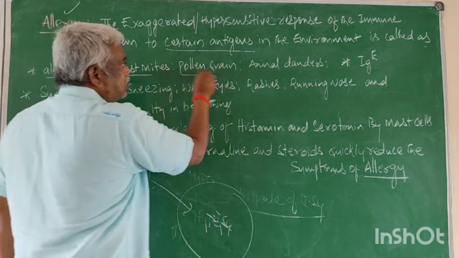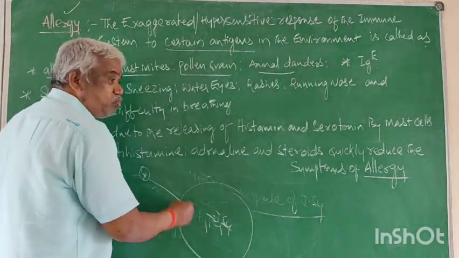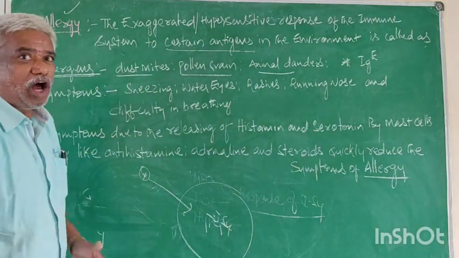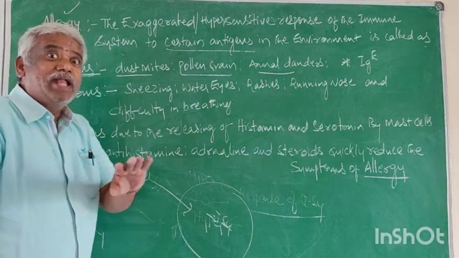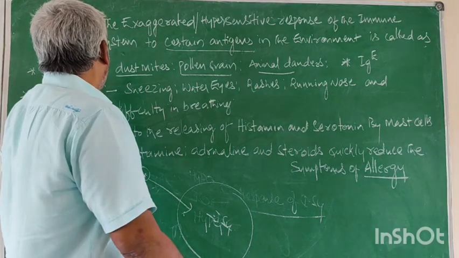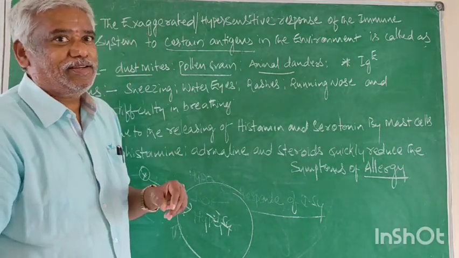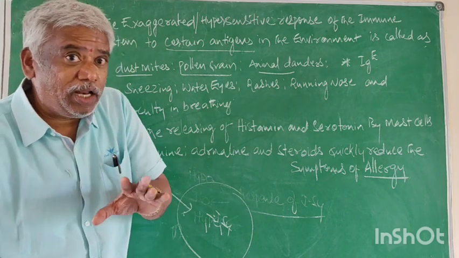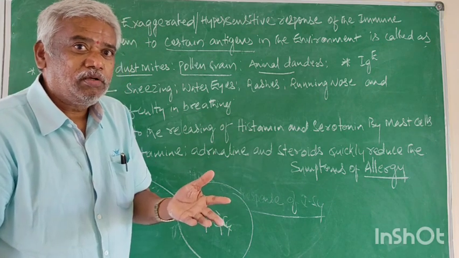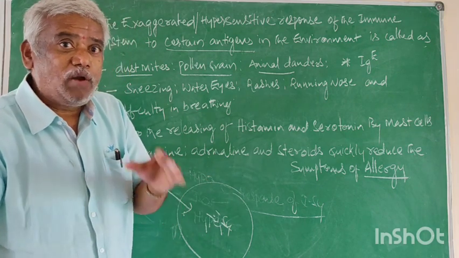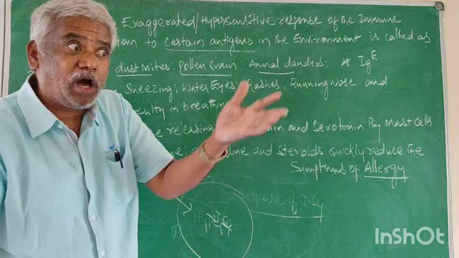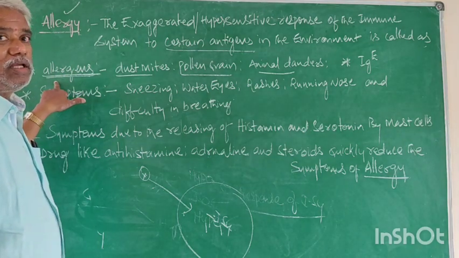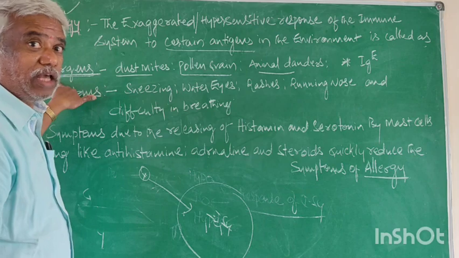The substances which cause the allergy are called allergens. All antigens are not allergens, but all allergens are antigens. Just listen: all vertebrates are chordates, but all chordates are not vertebrates. Allergy: all allergens are antigens, but all antigens are not allergens.